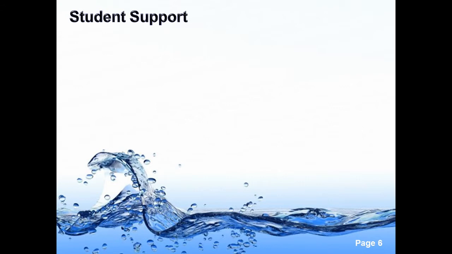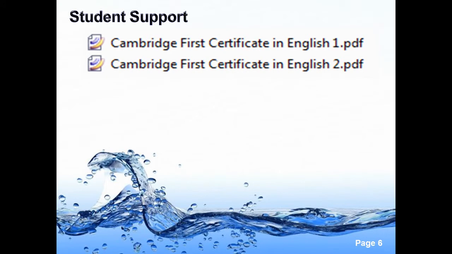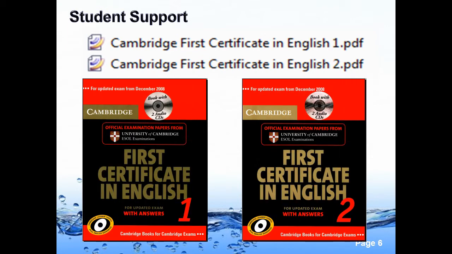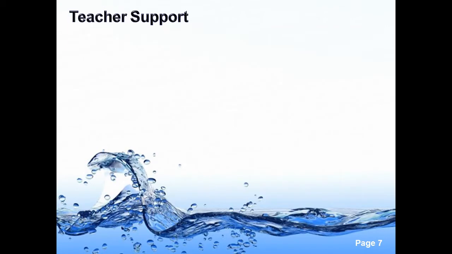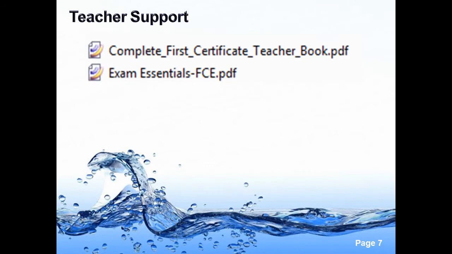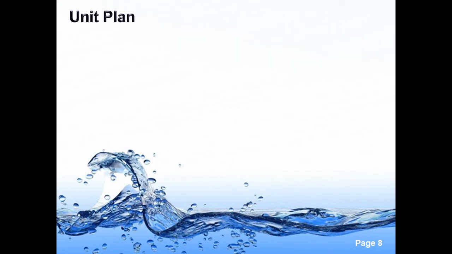Next, student support. I advise my students to do some further tests from the book Cambridge First Certificate in English 1 and 2. Notice that this book was updated from 2008. I will use the Complete FCE teacher book in my teacher support to check student answers. I also recommend the Essential FCE book, providing more tests as well as some tips for doing FCE tasks efficiently. The unit plan includes a unit plan template which gives a brief look at my unit.